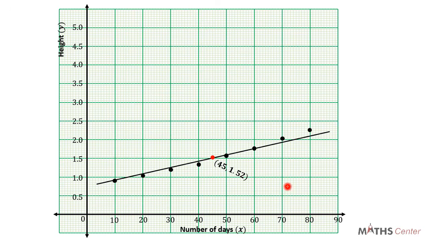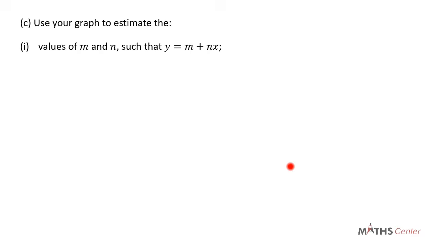Let's consider the next part of the question. It says that we should use the graph to estimate the value of m and n such that y is equal to m plus nx. When you look at this, y is equal to m plus nx, it's very similar to the general equation of a straight line, which is y is equal to mx plus c.